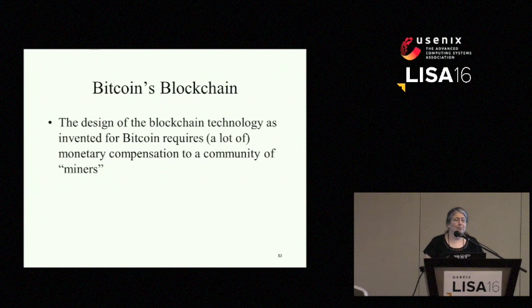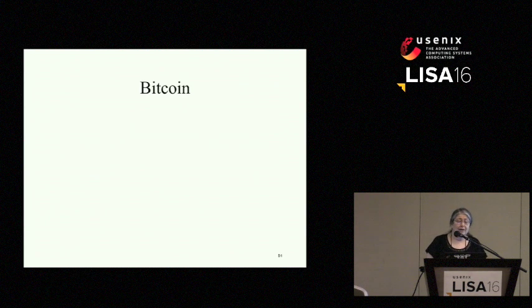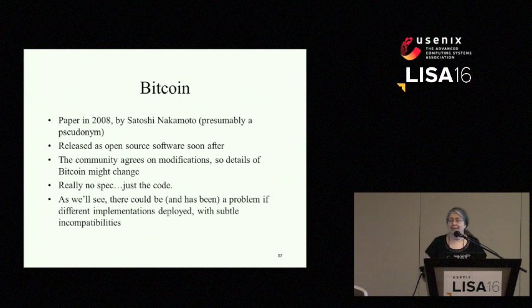the way this blockchain, as originally conceived, can only work because there's monetary compensation to a community of things called miners. Otherwise, why would anyone do this? So Bitcoin started as a paper by presumably some pseudonym and released as open source software. And the open source community agrees on modifications, so the details might change.